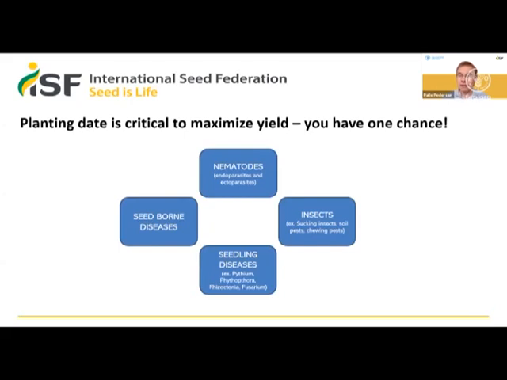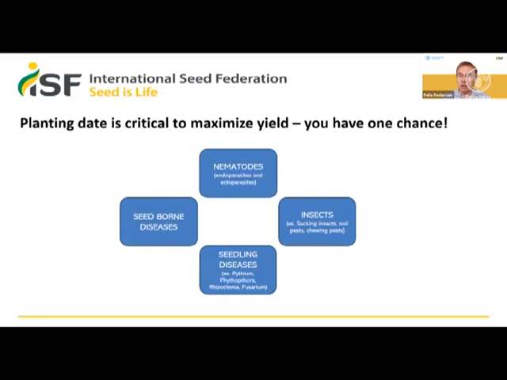So all these categories make this very complex. Seed treatment is not just about one active ingredient. Based on this, I think you can understand that this is very complex. And that's why we're creating solutions for you, so that you can maximize that.